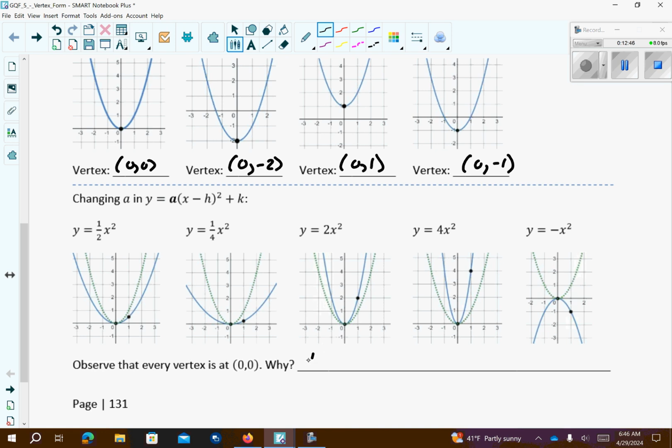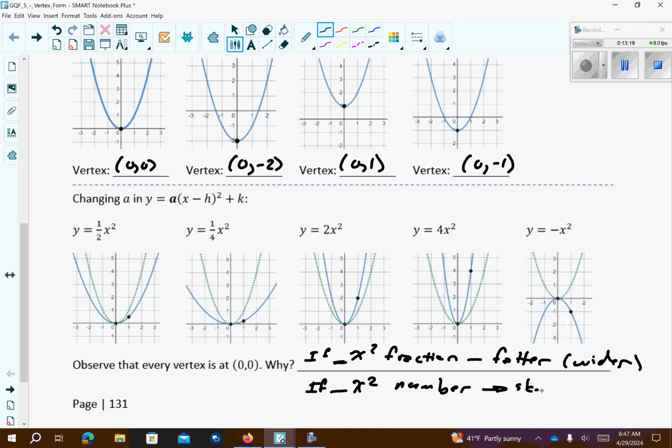So if in front of x squared is a fraction, fraction starts with f, so it is fatter or wider. If in front of the x squared is a number, it makes it skinny. And if in front of the x squared is a negative, it flips over.